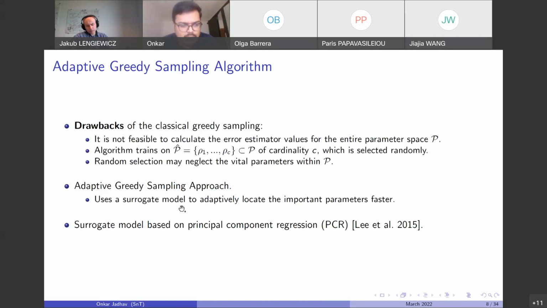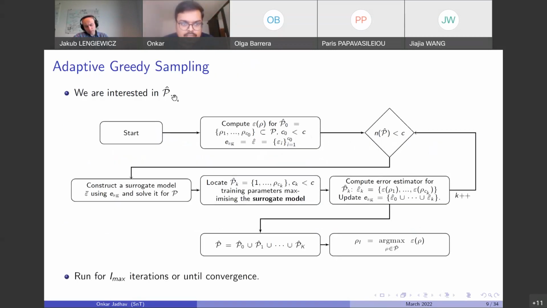One could develop a surrogate model using any technique, and for this presentation, I will explain the surrogate model based on the principal component regression approach in the next few slides. But before that, let me introduce the developed adaptive greedy sampling approach in brief. So what we are interested in is this parameter set P_cap, right? The adaptive greedy sampling approach works something like this.